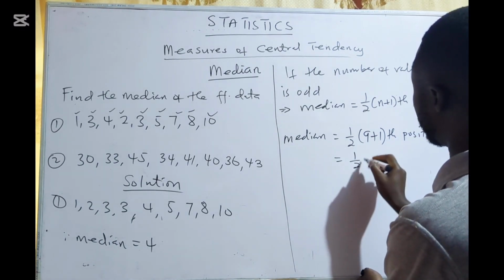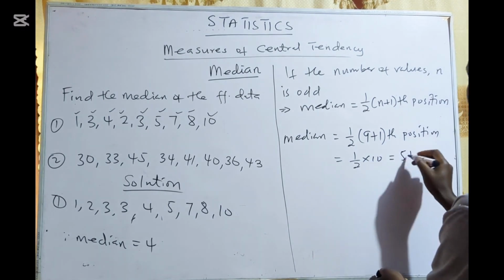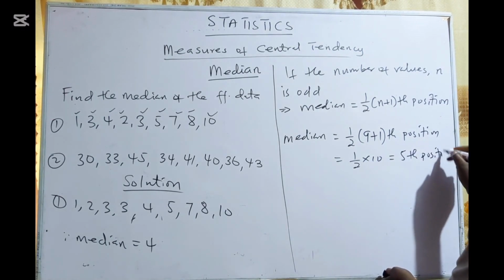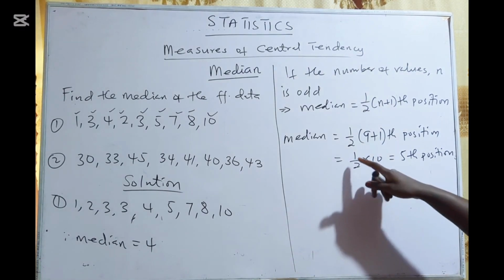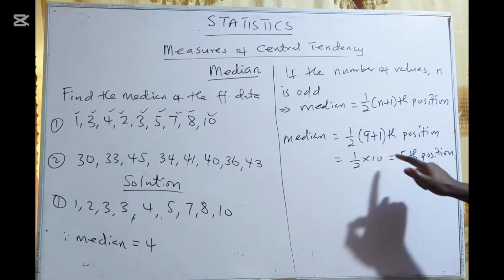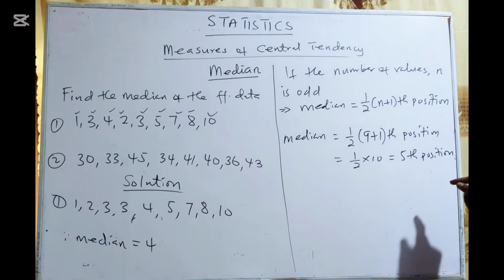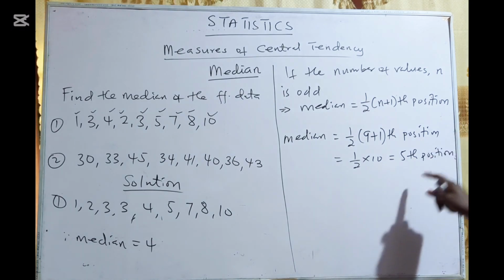So half of 10 will give me 5. So the fifth what? Position. So it means that 9 plus 1 gives me 10. Half of 10 is 5. So it means that my median is going to be the fifth position.